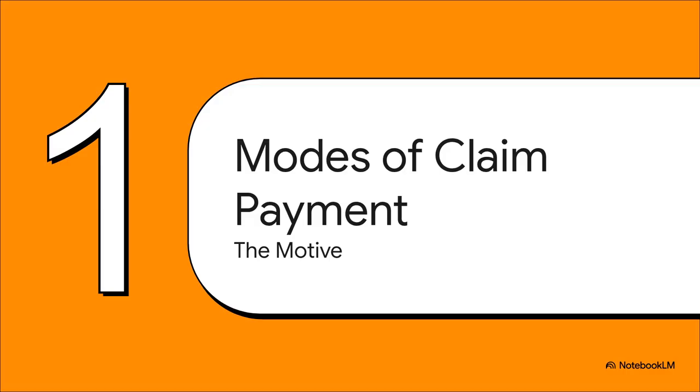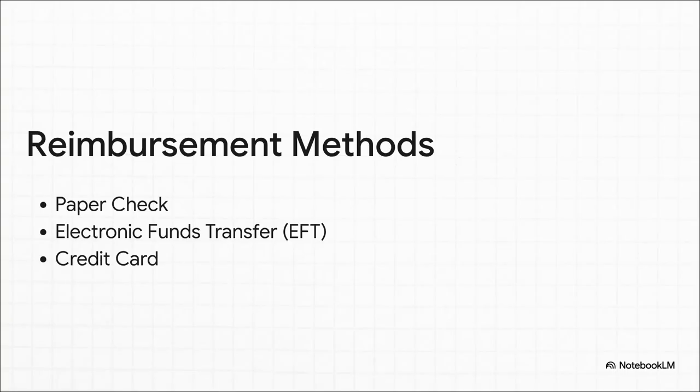Modes of claim payment. The motive. Now, in any good investigation, you absolutely need to understand how your target moves, right? For us, that target is the money. We need to know the fundamental ways payers actually transfer those funds to healthcare providers. And what's really interesting about this is just how simple it is at its core. There are really 3 primary vehicles for reimbursement. You've got your traditional paper check, electronic funds transfer, or EFT, and credit card payments.